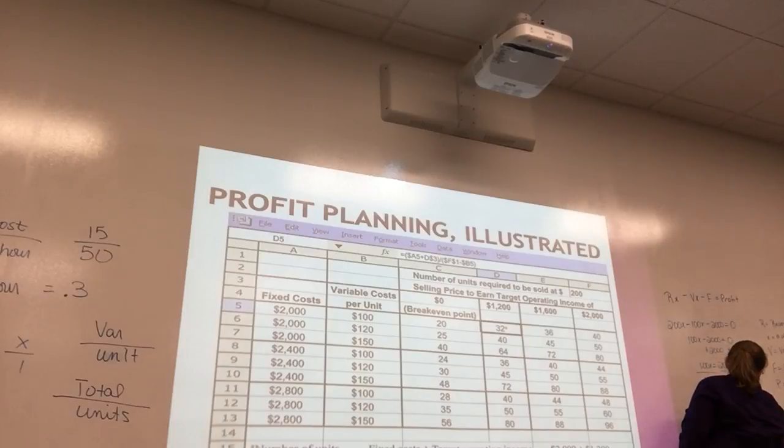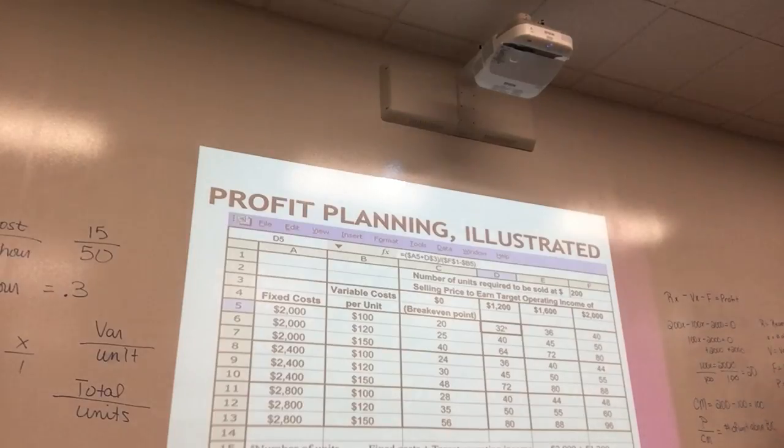above break even. So in this case, if I want a $1,200 profit, I divide it by my contribution margin of 100, that gives me 12 units. So the number of units I need for a profit of 1,200 is my break even plus those units equals 32.